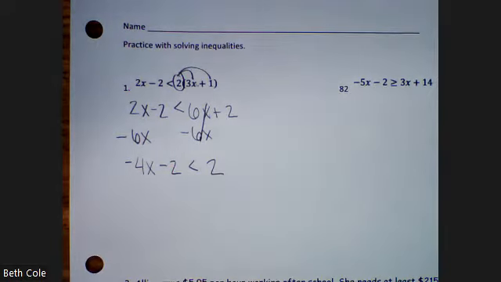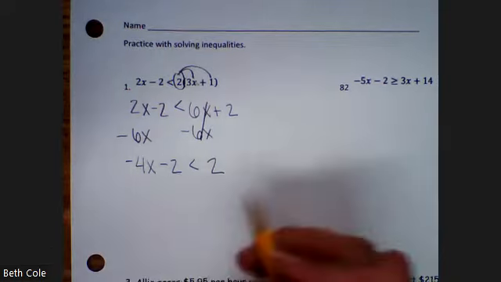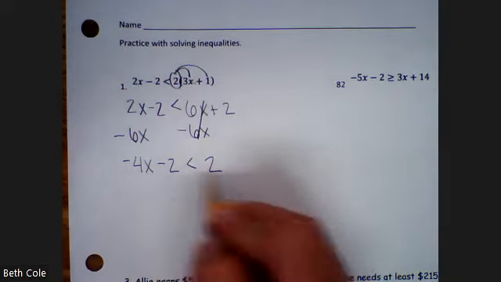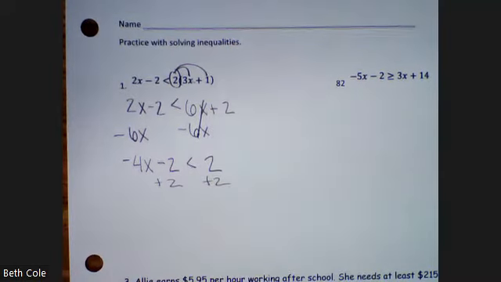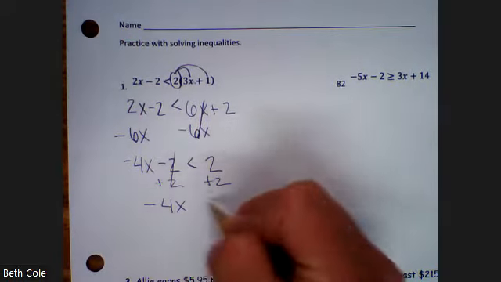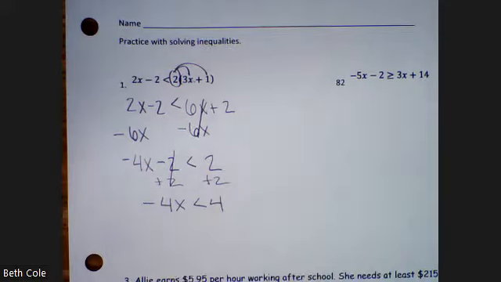Try not to accidentally change your inequality to an equal sign. That happens sometimes too, and I totally get why that happens. We're just used to equal signs. Just make sure you don't do a copy error. All right, then what? Plus 2. Why are we adding 2? Because it's negative. You want to do the opposite. So negative 4x less than 4.